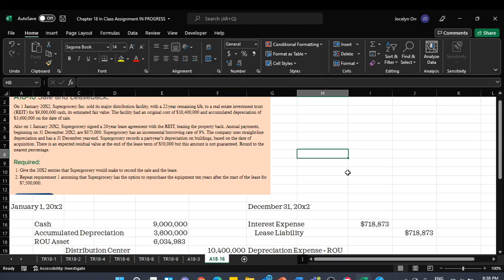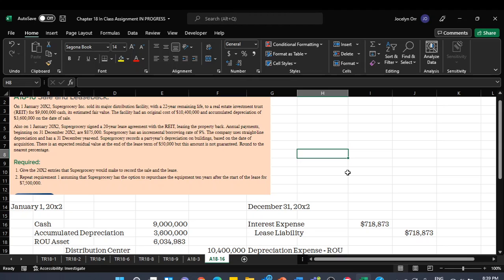So what we need to look at here is that this asset has a 20-year useful life to us. Okay, even though it has a 22-year remaining life, we are leasing it for the next 20, and there doesn't look like there is an extension or a purchase that's going to happen in this requirement 1. So we are taking our 20 years. Okay, the residual value of $50,000 is not guaranteed, so it is not part of our calculation when it comes to depreciation. So we are not subtracting out that residual value.